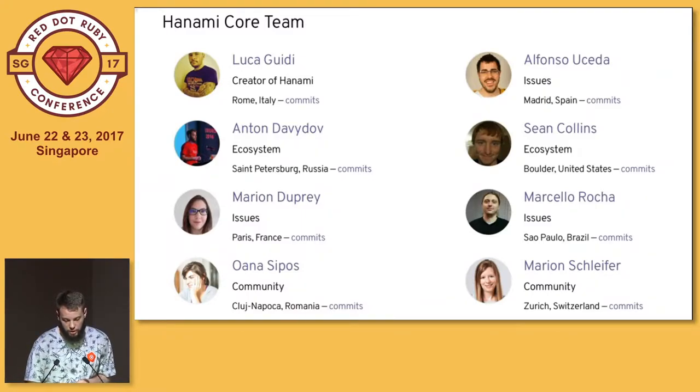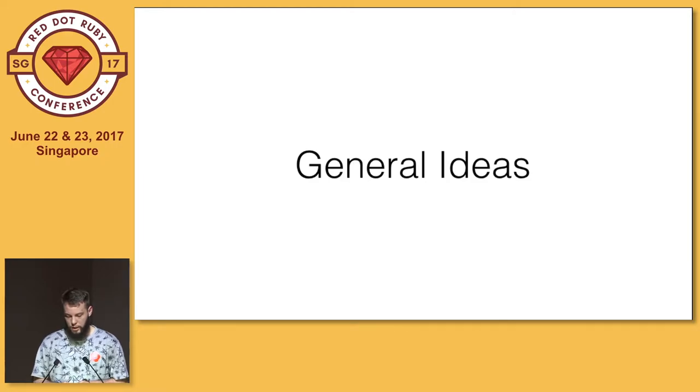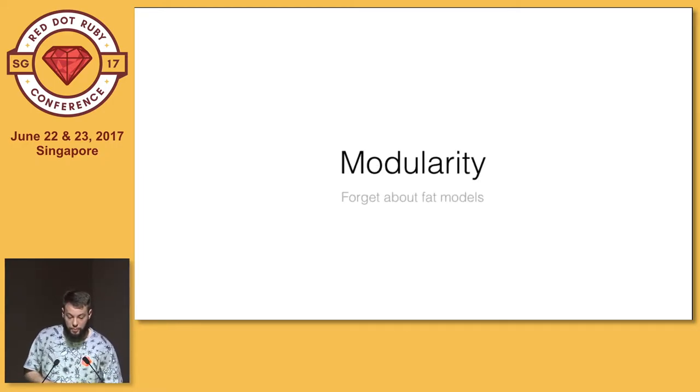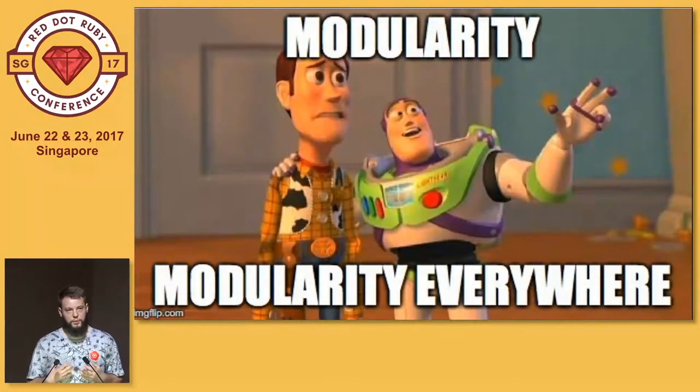Let's talk about the general ideas. The first idea is modularity. It means two things in Hanami. First, you can change any part of Hanami to another part. For example, you can drop the ORM and use Active Record. I don't know why, but you can. And second, it's a really simple way to separate your logic into small modules.